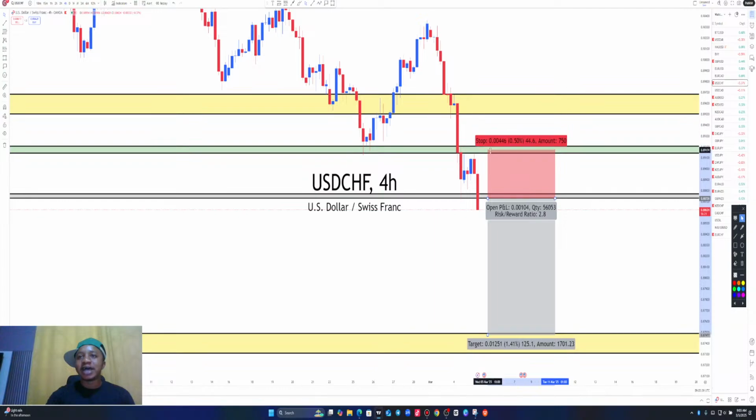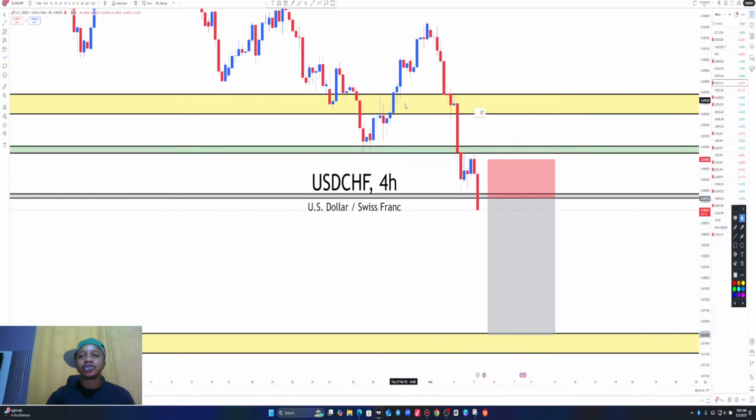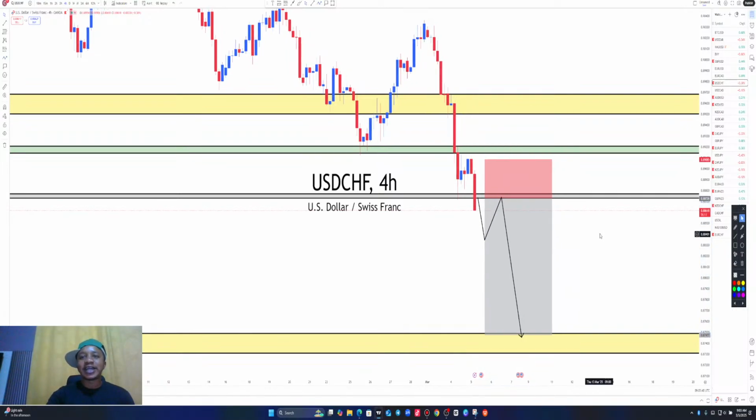So entry comes in after the next push and the next exhaustion before we are able to sell all the way down on USD CHF. So USD CHF, this is our full and complete technical analysis.